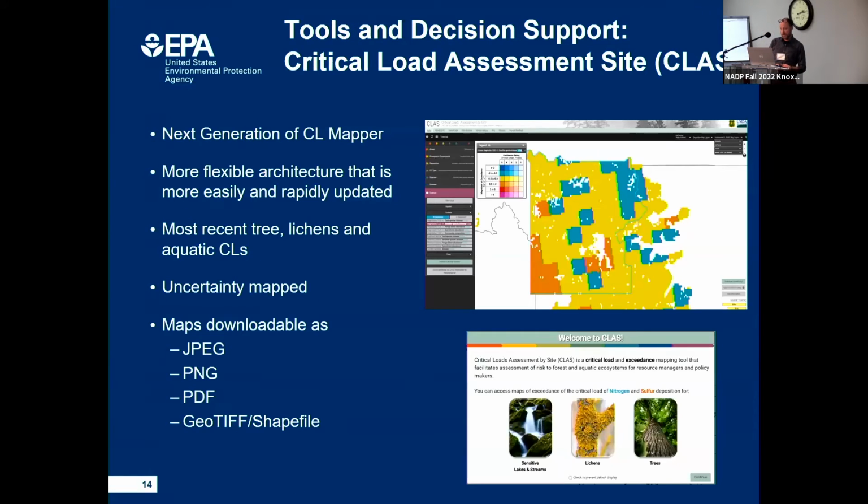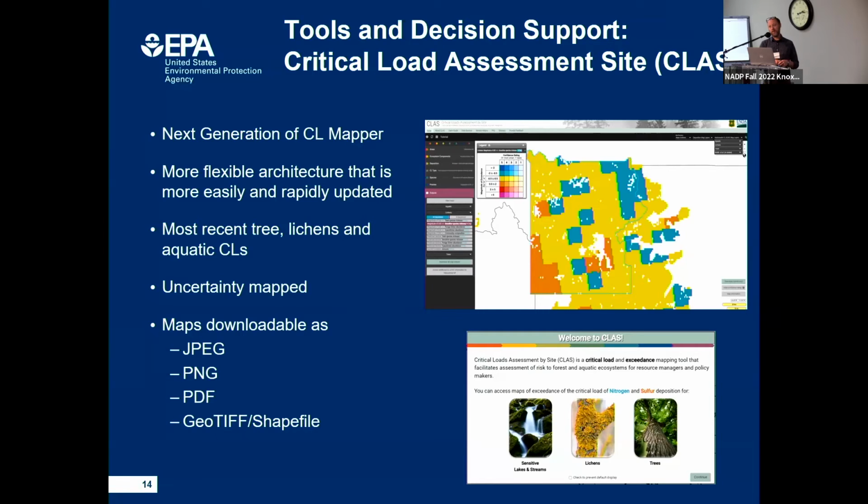But there's a newer tool on the block being led by Linda Pardo in the back called CLASS, Critical Load Assessment Site, that you saw some of today. And I think this is a really exciting direction because it's a lot more flexible to handle the larger stores of data that we have. Like the database on the backside of the critical load mapper is already a few gigabytes of data or something like that.